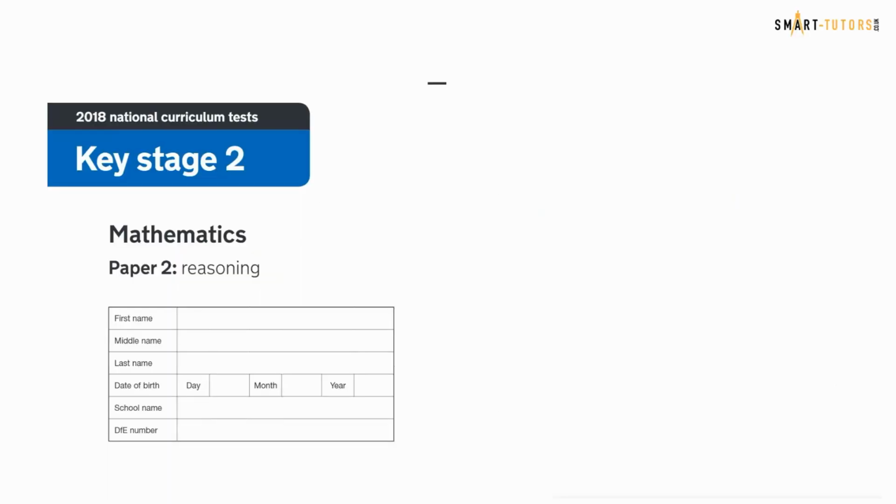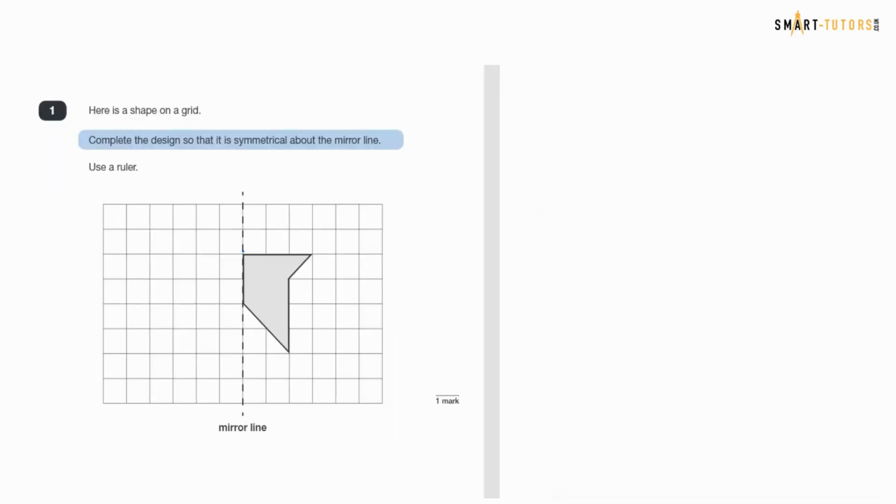So let's crack on to the first question. Here is a shape on a grid. Complete the design so that it is symmetrical about the mirror line. Use a ruler. Oh, I know how to do this one. So the first line you see at the top is 3 squares. So you move that left 3 squares. And then there's a neck curve on the right of it down below. So you move that 1 square, and then move down 1 square again. 3 squares. And then you go right and up 2 squares.